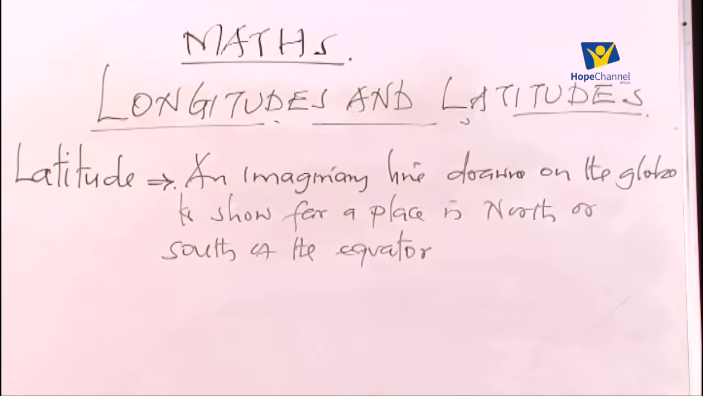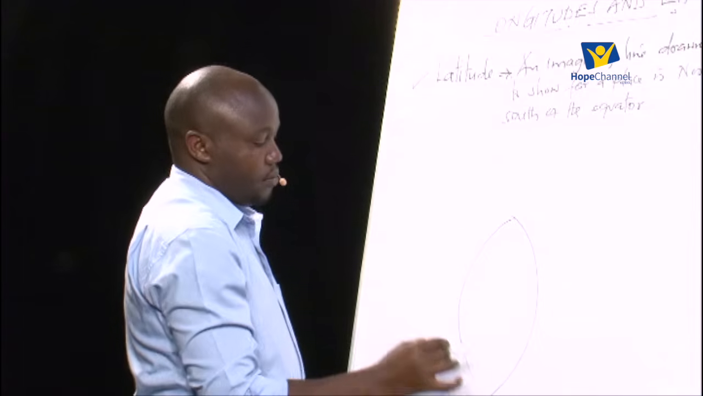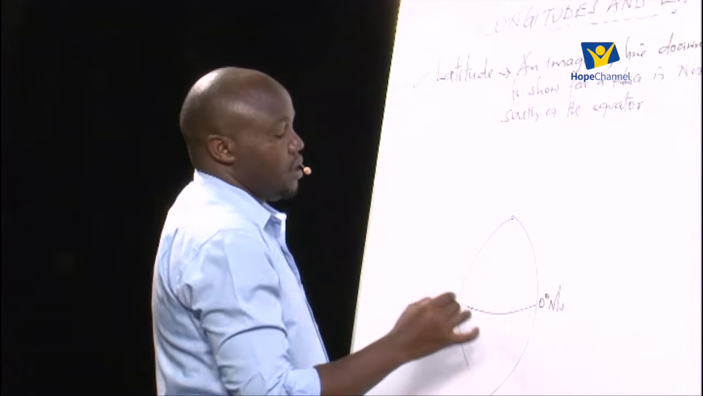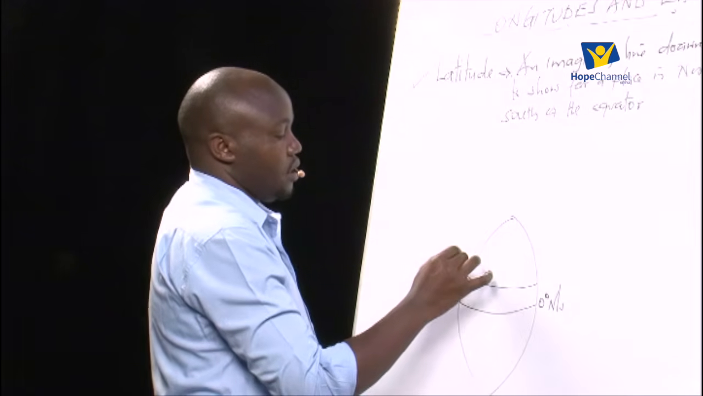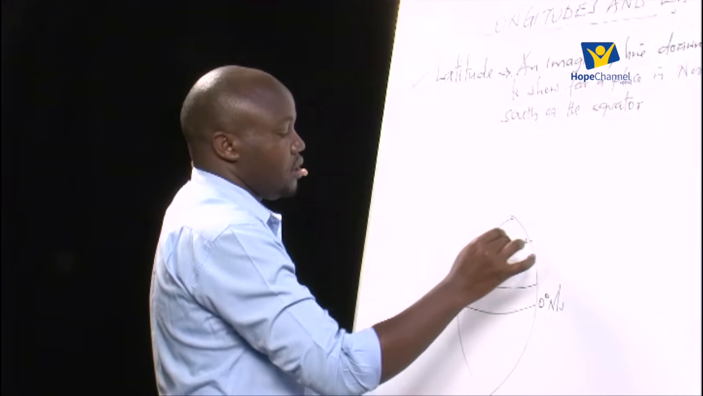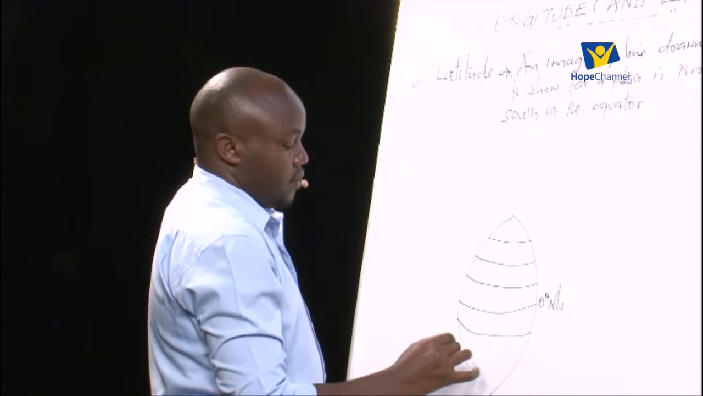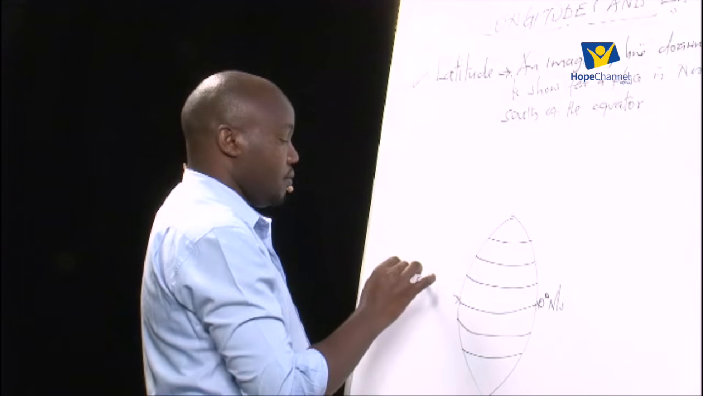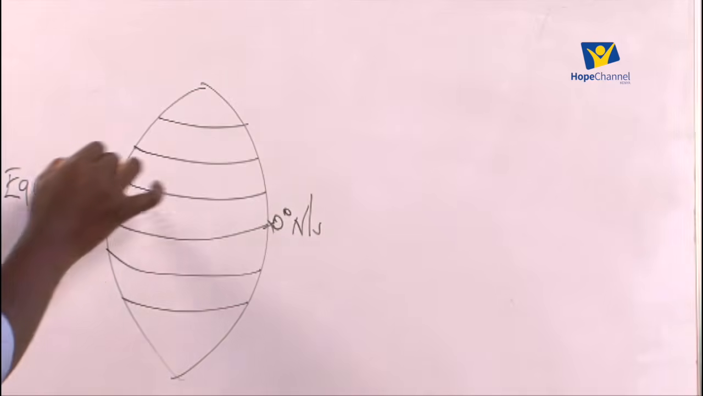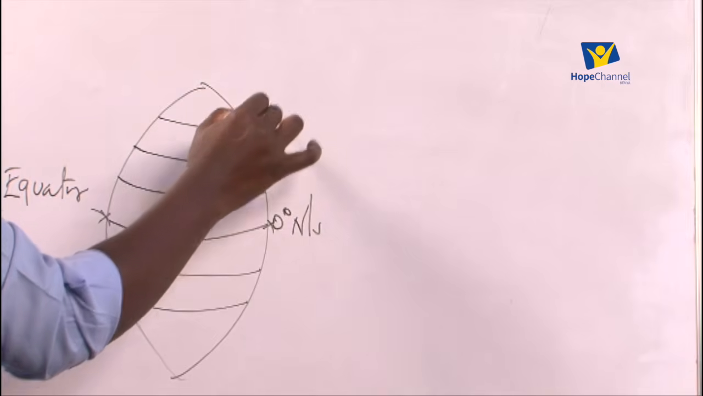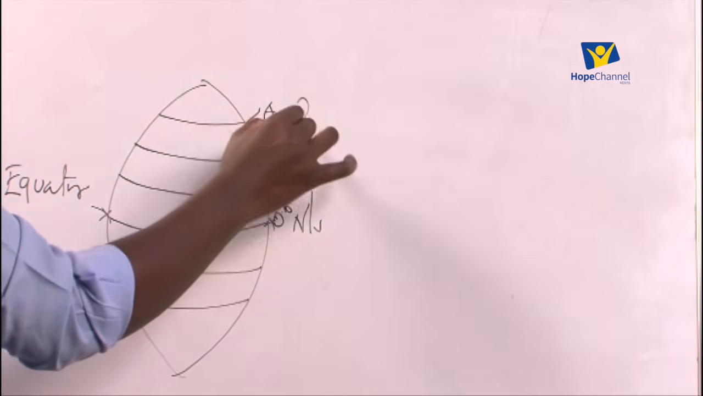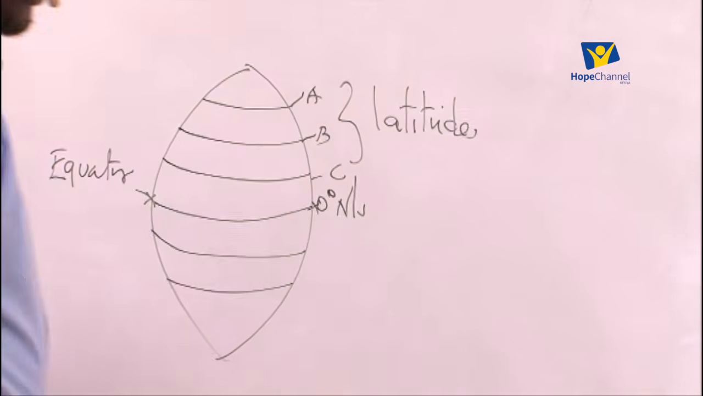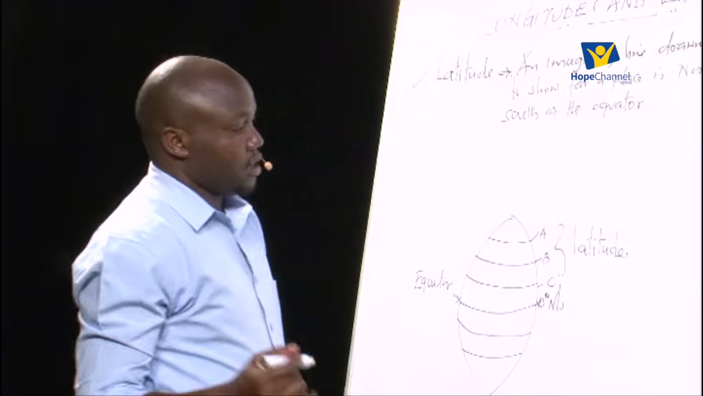Meaning that if I have a globe and I have an equator there, which is at 0 degrees north or south, any line running from east to west or west to east gives distance from the equator. This is the equator. All these lines, B, C, all of them are latitudes. Get to understand that. Those are latitudes.